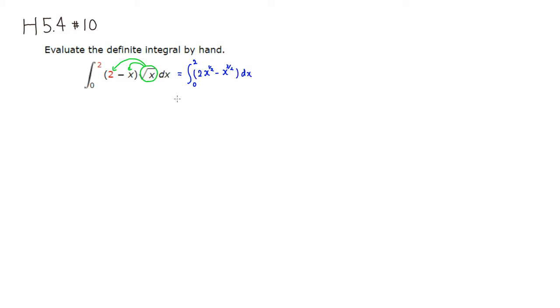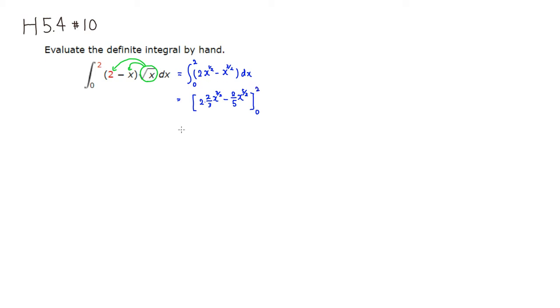Take the antiderivative, so 2 is 2. I add 1 to the power, so you have x to the 3/2 power divided by 3/2, which is the same thing as multiplying by 2/3. And then minus, add 1 to the power, so you have x to the 5/2 divided by 5/2, which is multiplied by 2/5. Then you're going from 0 to 2.